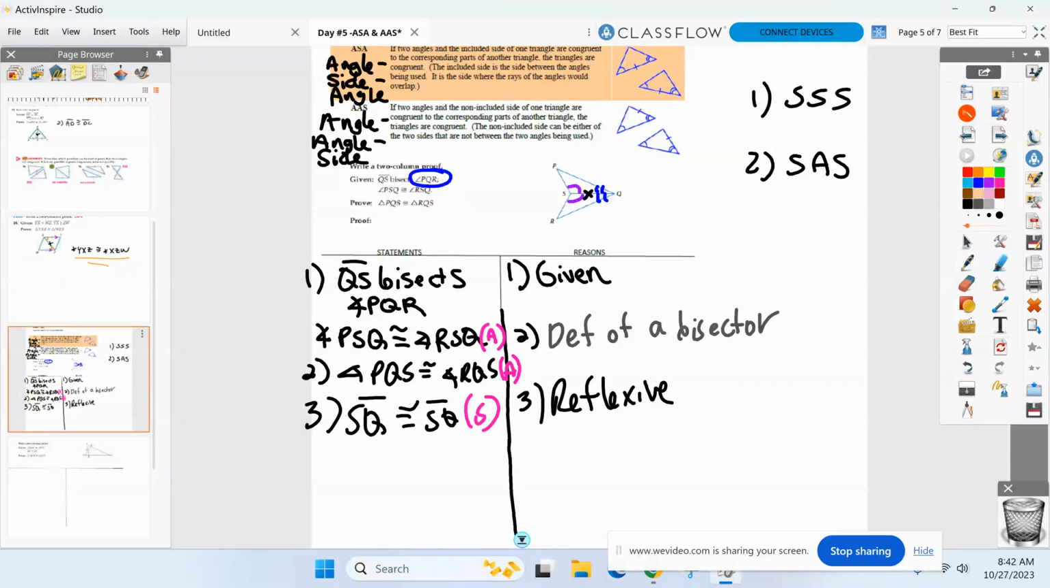Now you guys have to determine angle side angle or angle angle side. The way you determine it, cover up one of the triangles with your hand, your pencil, your thumb, whatever we had yesterday, and see if that reflexive side's in between or not. If it is, angle side angle. If it's not, angle angle side. So I'm just going to copy my proof statement down.